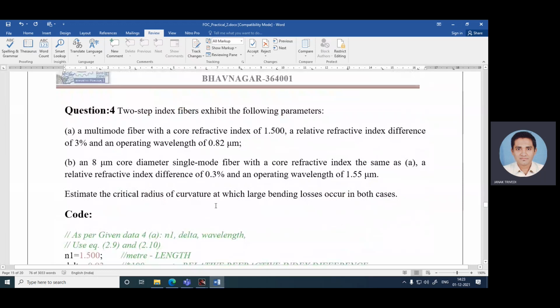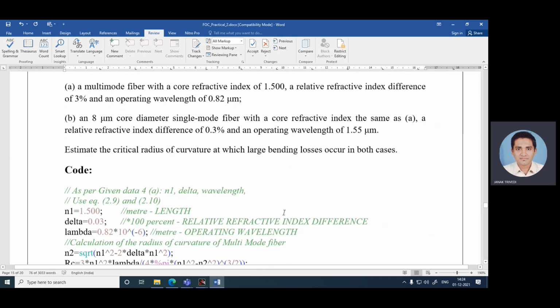Example 4. The two-step index fiber exhibits the following parameters. A, a multimode fiber with a core refractive index of 1.5, a relative refractive index difference of 3%, and an operating wavelength of 0.82 micrometer. B, an 8 micrometer core diameter single mode fiber with the same core refractive index, a relative refractive index difference of 0.3%, and an operating wavelength of 1.55 micrometer. Estimate the critical radius of curvature at which large bending loss occurs in both cases.